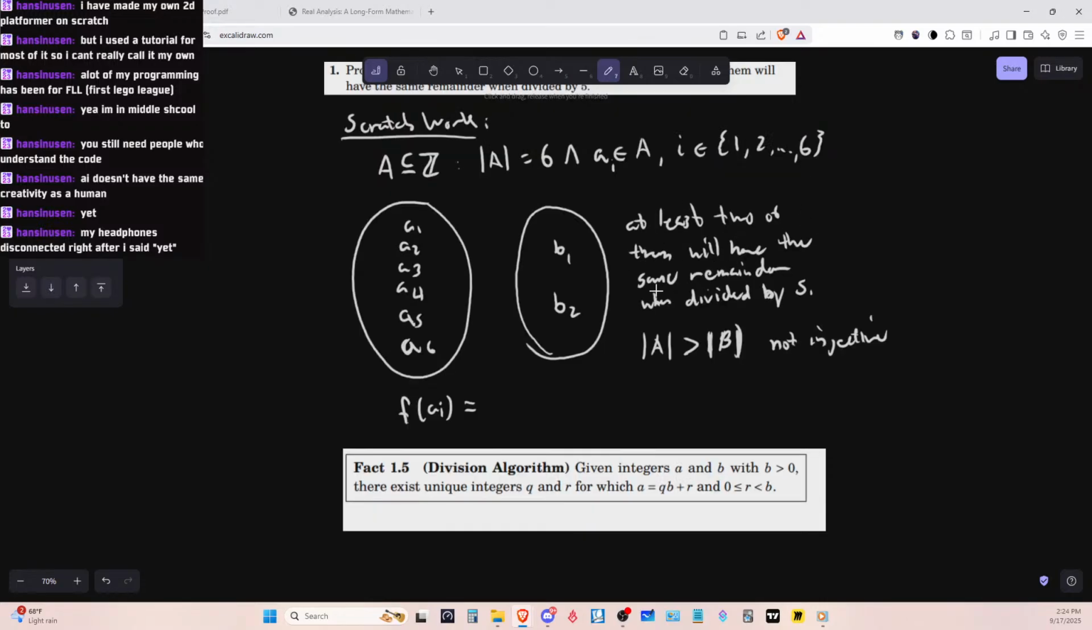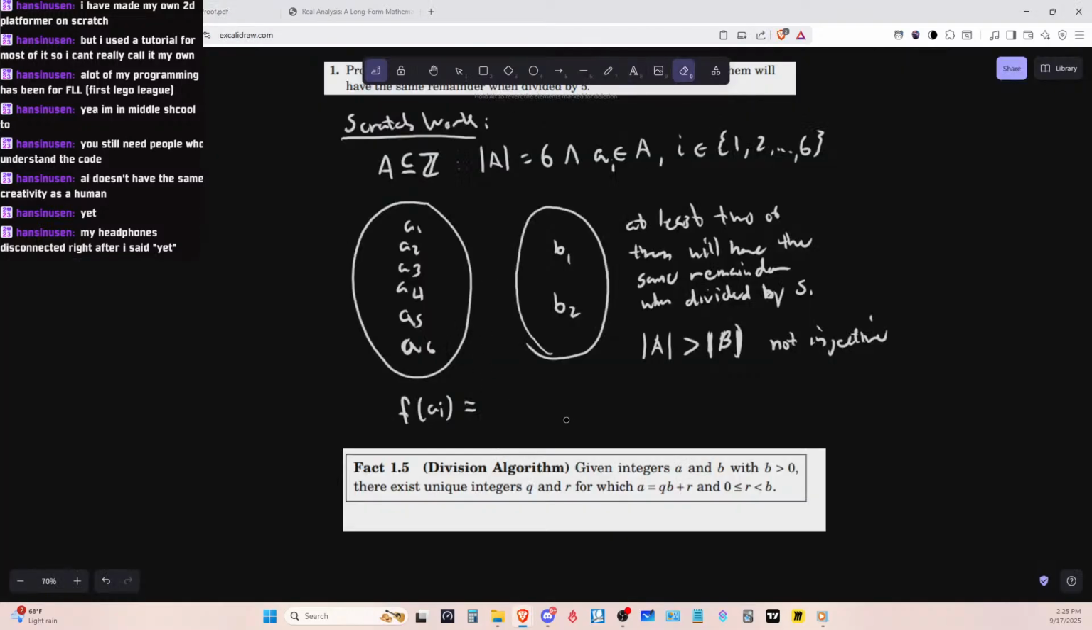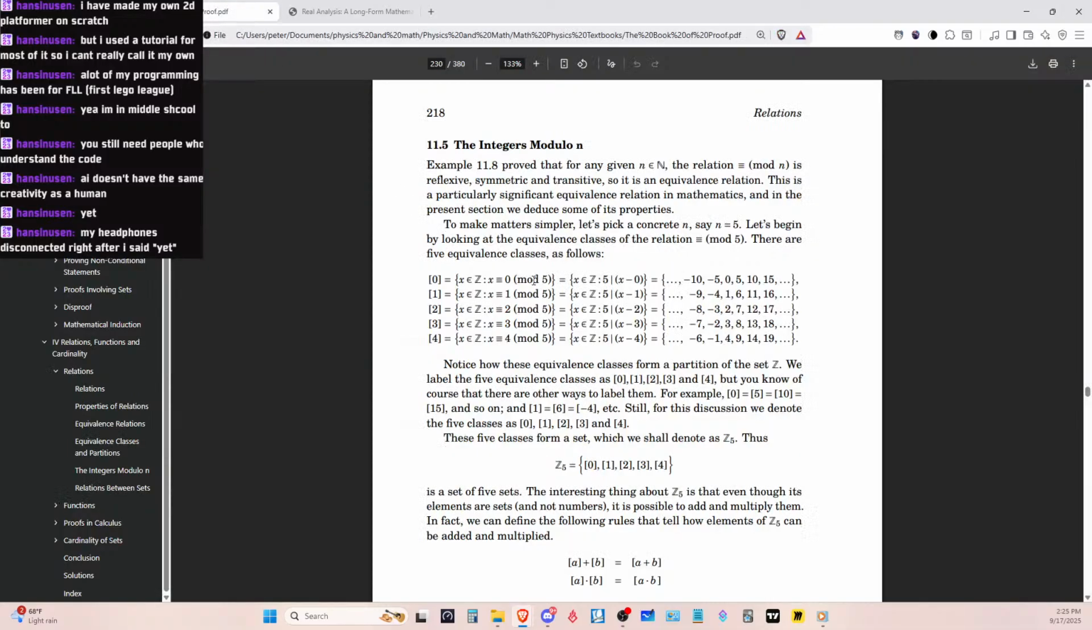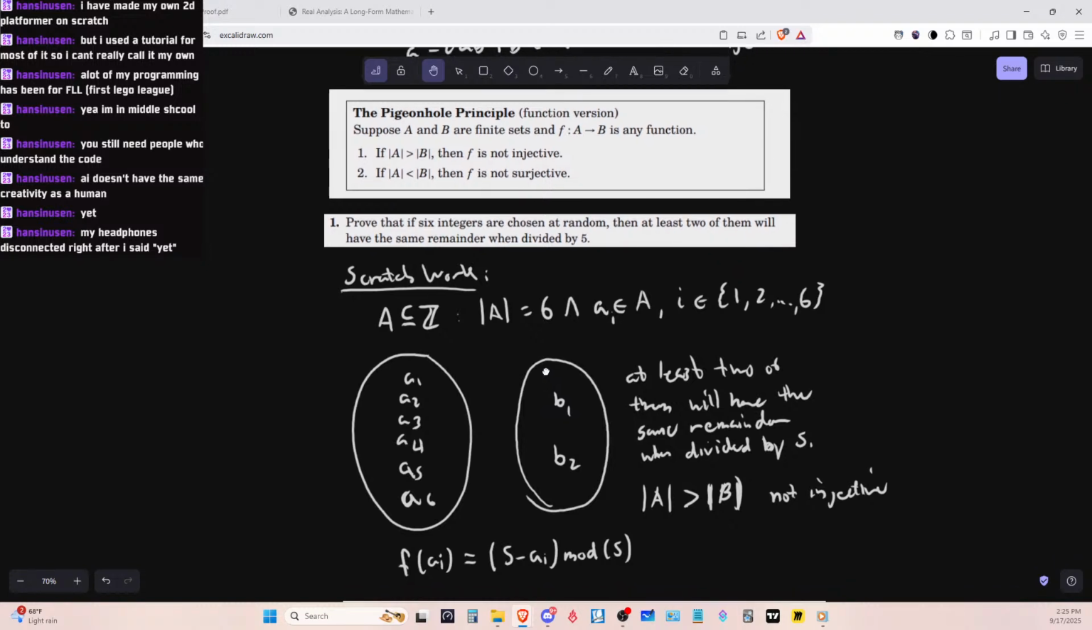So at least two of them will have the same remainder when divided by 5. So, I don't know if we have enough information to write a proof yet. That's the one thing.